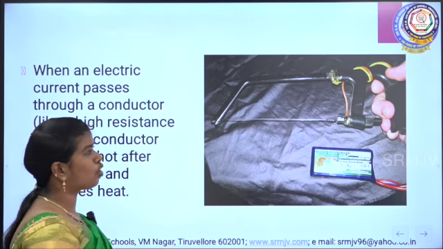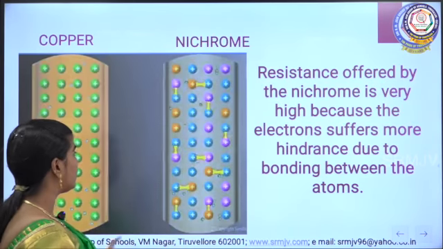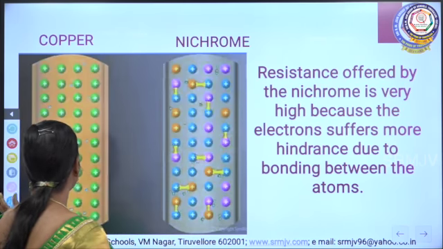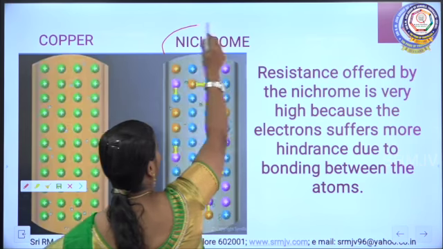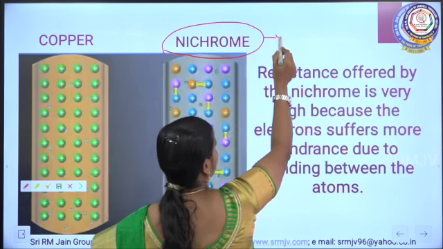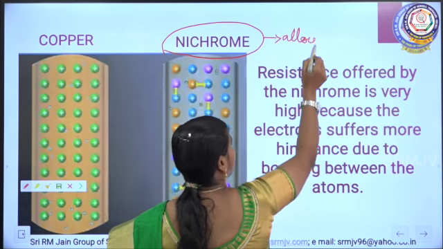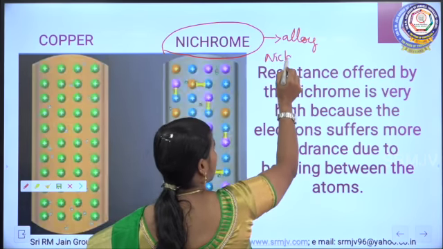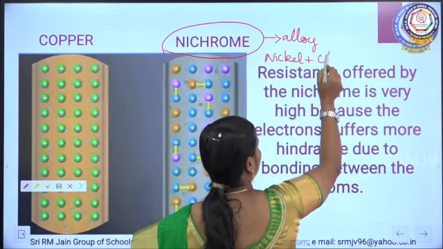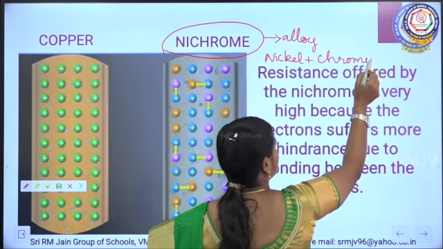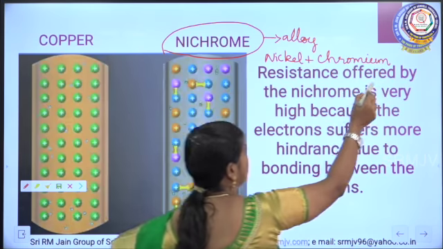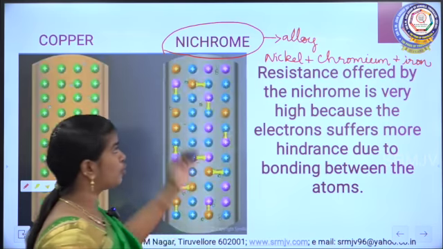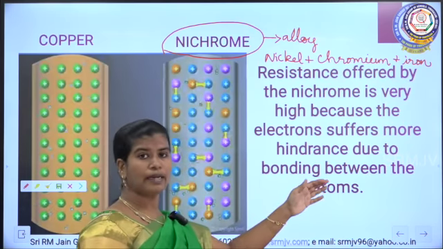Obviously we need to talk about the atoms in this case. The wire which turned into a different color is the nichrome wire. Do you know what nichrome is? Nichrome is an alloy, a combination of nickel plus chromium, and often with iron also. So, nichrome is the alloy of nickel, chromium and often iron.